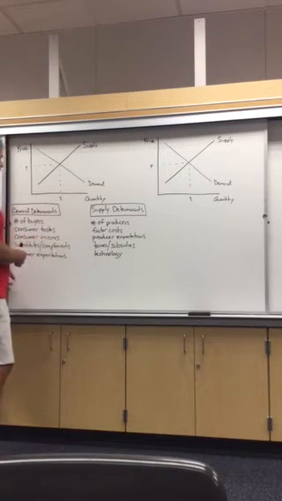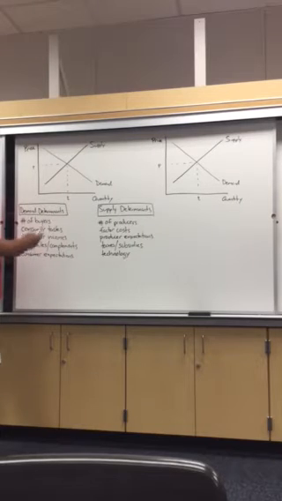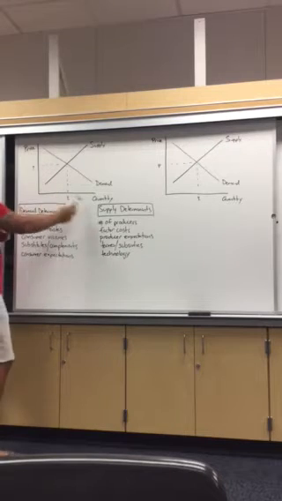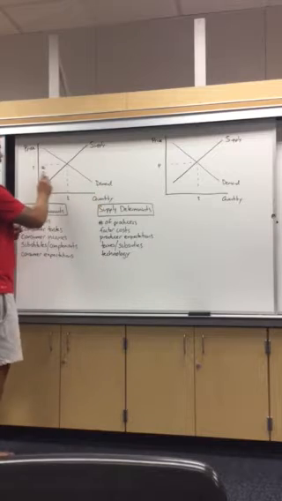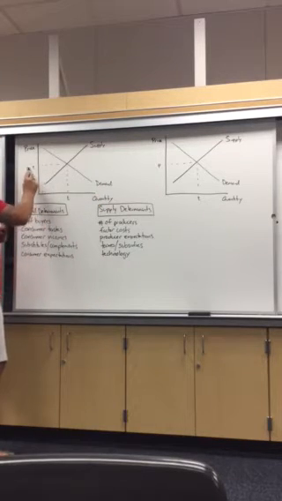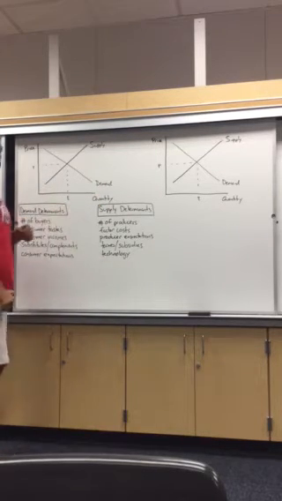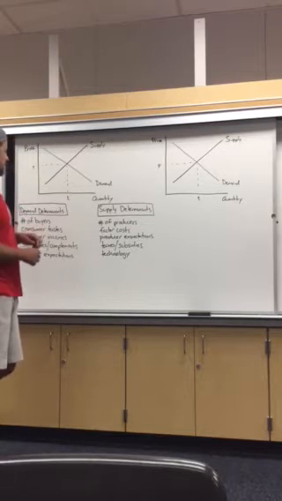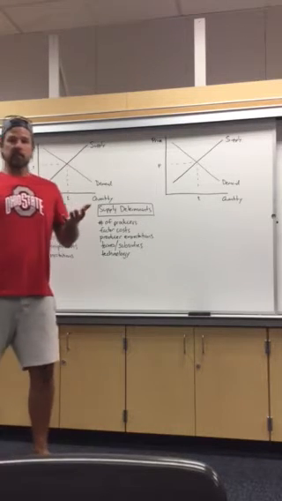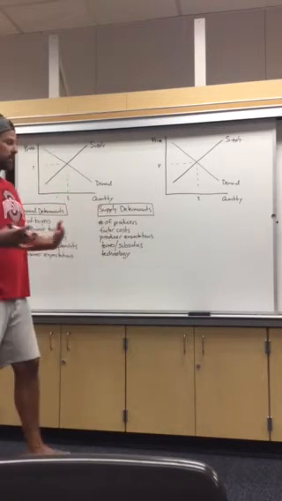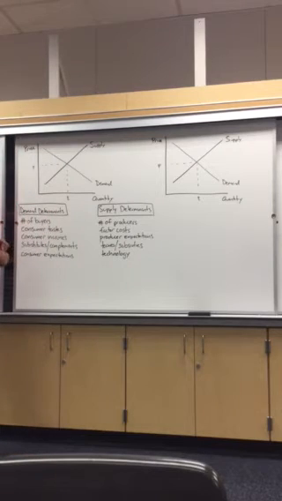Okay, so let's start with demand. We can see here we have our initial equilibrium. You can see we've got price on the vertical, quantity on the horizontal, upward sloping supply, downward sloping demand, and we've labeled our initial equilibrium, lowercase p, lowercase q. So let's say we're looking at the market for pumpkins. It's October.